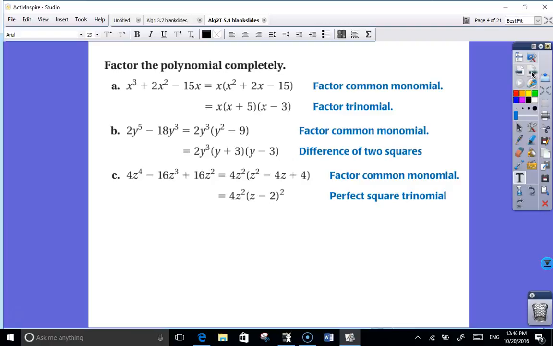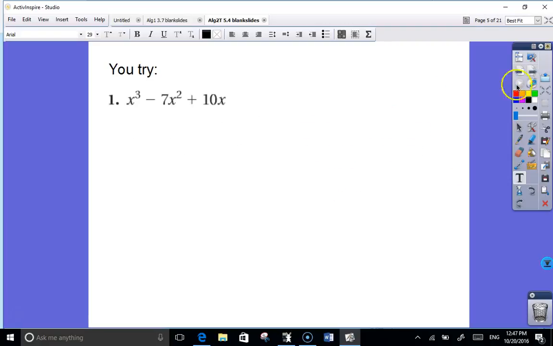And the last one, greatest common factor, looks like all those numbers are divisible by 4, and each term has at least 2 z's as factors. So take out 4z squared, and you're left with a perfect square trinomial, z squared minus 4z plus 4. Right, that's what they mean by greatest common factor plus. Actually, I think I made that up. Okay, so go ahead and try that one.